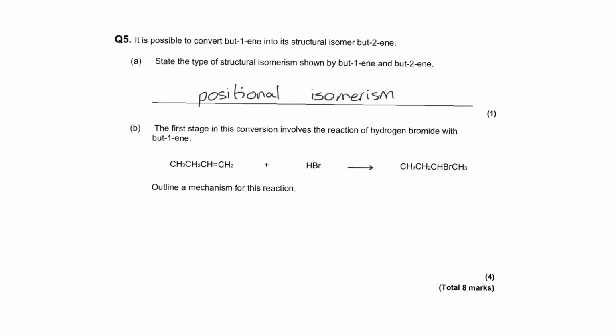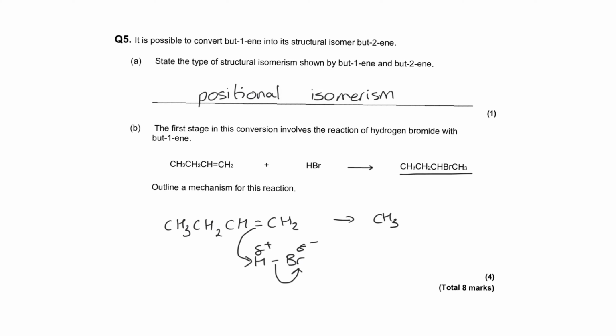The first stage in this conversion involves the reaction of hydrogen bromide with butene. Outline a mechanism for the reaction. They do obviously want us to show the bromine going onto the second carbon, which is the major product. So the mechanism has the double bond there. We've got the HBr, that's delta positive, that's delta negative, and then the double bond attacks this carbon, which is delta positive. The bond between the H and the Br opens up, and then we're left with CH2, CH3, CH2.